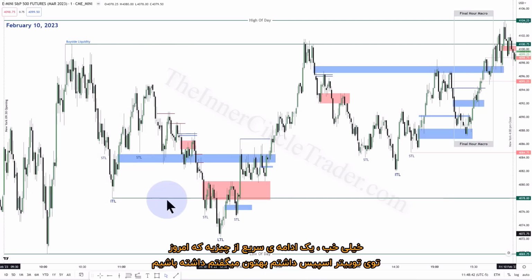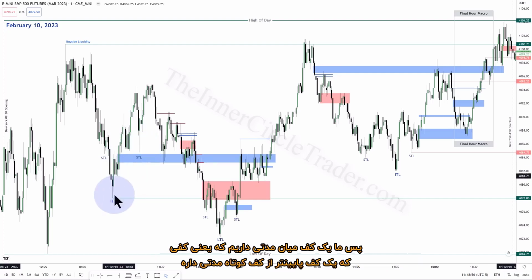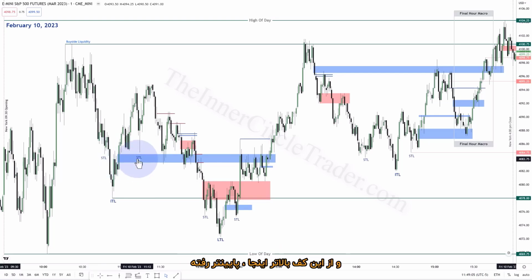All right, just a real quick follow up on what I was showing you on the Twitter space today. We have a low, a higher low to the left of it, and a higher low to the right of it. Why am I using this one and not that one? Because this one went lower. So we have an intermediate term low, which is a low that's lower than the previous short-term low and lower than the higher low here. So there's 3 points, okay?